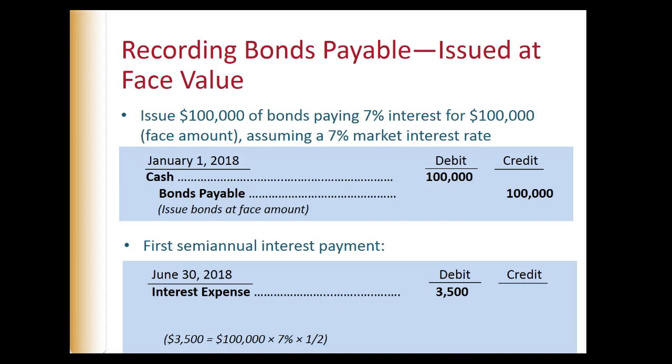Nine years from now, when the bonds are within 1 year of maturity, the firm will reclassify the bonds as a current liability. Now, on June 30th, California Coasters records the first semi-annual interest payment, as we see in this second journal entry. The company will record this same semi-annual interest payment at the end of every 6-month period for the next 10 years.